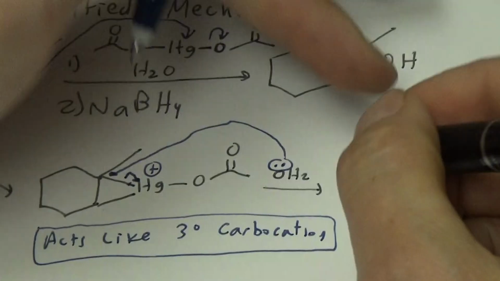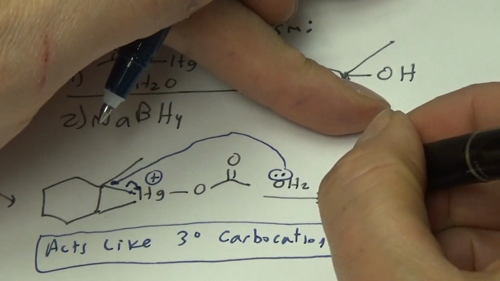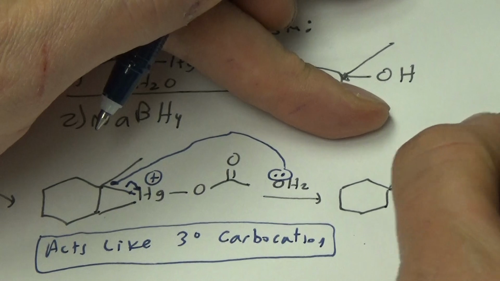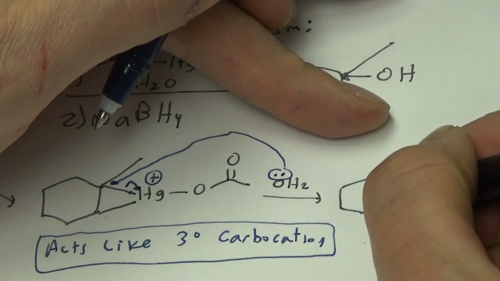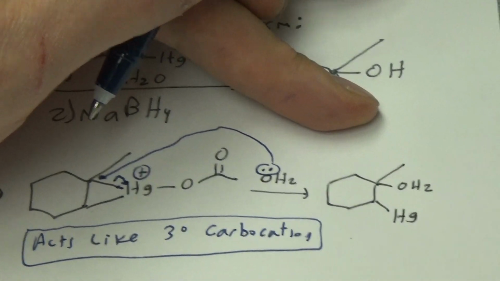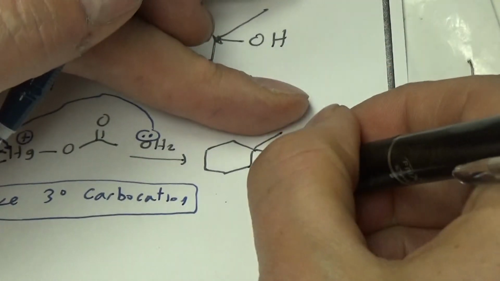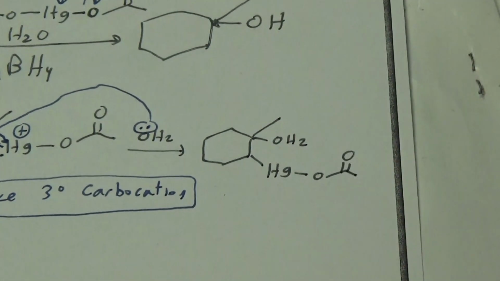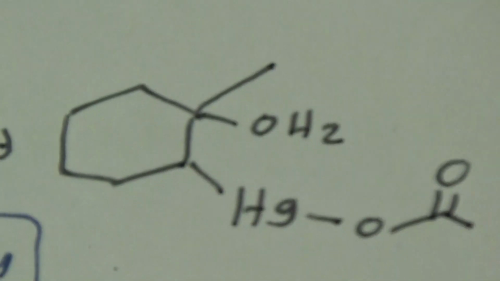And then we get this. We got some water attached. Now we have a mercury with an acetate group on it. Am I missing anything? Anything's missing? There's something missing. What's missing? The charge.